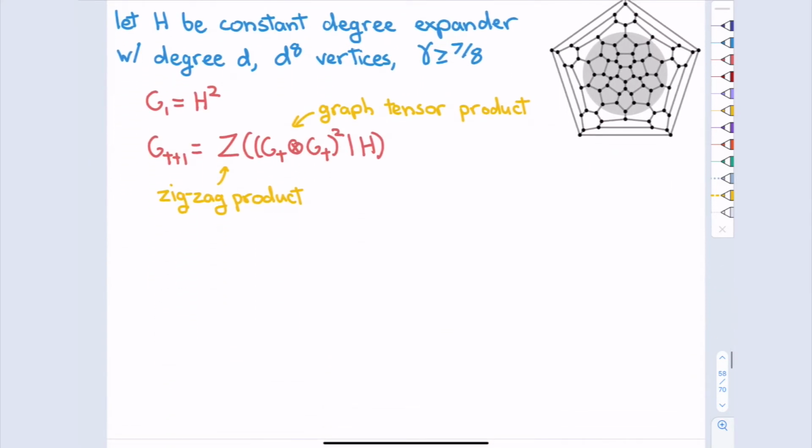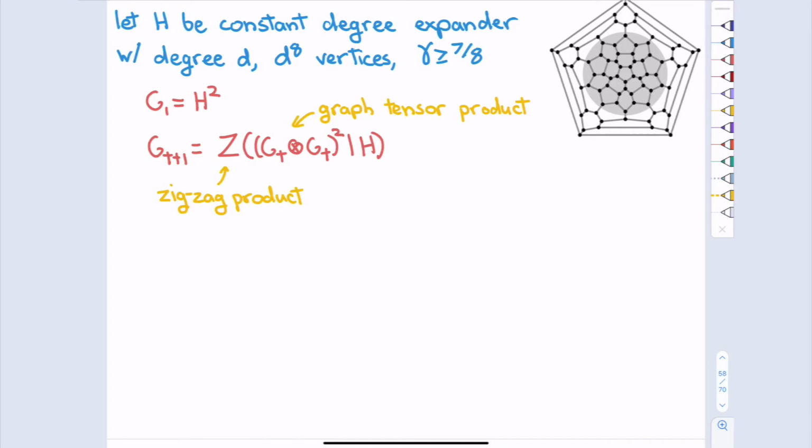Okay, so here is the construction we're going to do. We're going to start with a constant degree expander H with some degree d and d to the 8 vertices and a very large spectral gap like 7/8. We're just going to assume they exist. In some homework problem, I think we'll ask you to make one, and they'll give you some steps. Actually, I think this one's going to be a toughie, if I remember correctly, but that's okay.